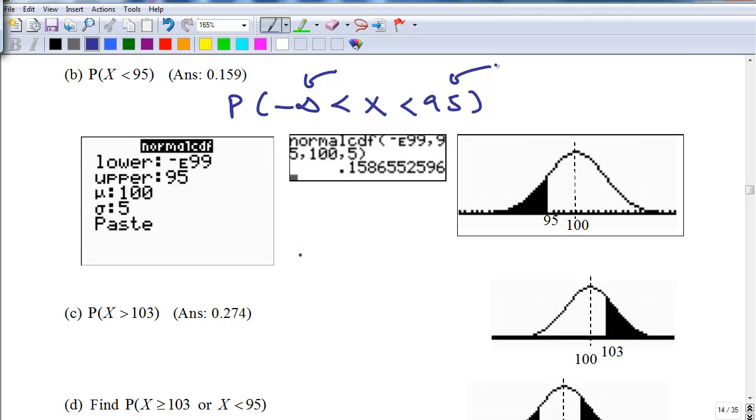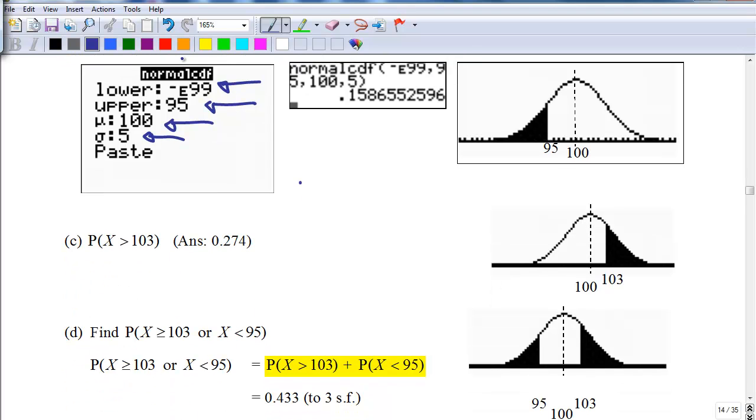So you call up your normal CDF, and for the lower limit you just key in a very small negative number. The default number is minus exponential to the power 99, so you just leave it as it is. The upper limit is 95, mean 100, and for the variance, it's not the number you're supposed to key in here, it's supposed to be the standard deviation. So you key in 5, and then you just press enter twice, and then you have your answer. Do the same for part C and part D.